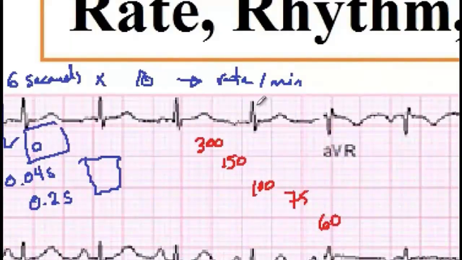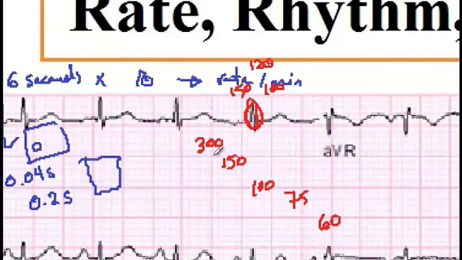So here we have the next beat in between about 2 and 3 boxes. So we have about 150 and 100. So the heart rate for this patient is between 100 and 150. And from the first technique, we found out that it was 120. So both techniques will give you the same measurements. But I like the second one better because it's much faster.